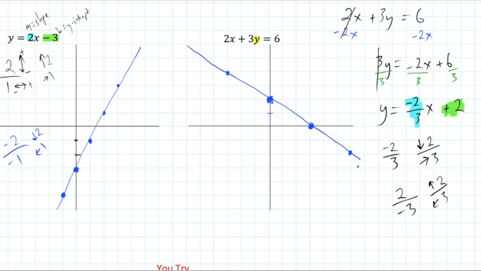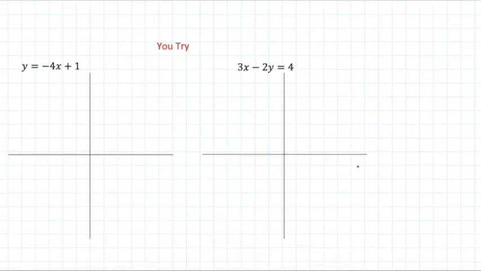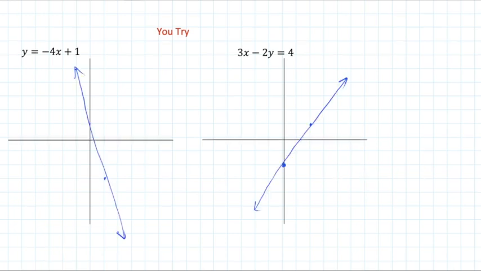And we're done. So that is graphing a line. So here are 2 Utries for you to try. Pause the video and then come back and check. On the first one, that is what your line should have looked like. And on the second one, that is what your line should have looked like.